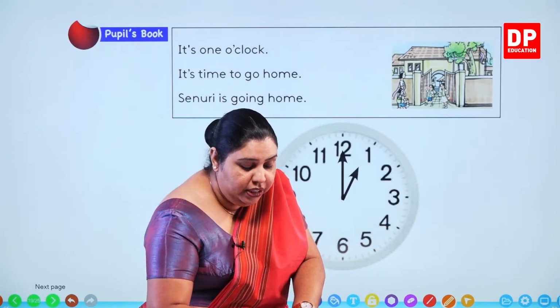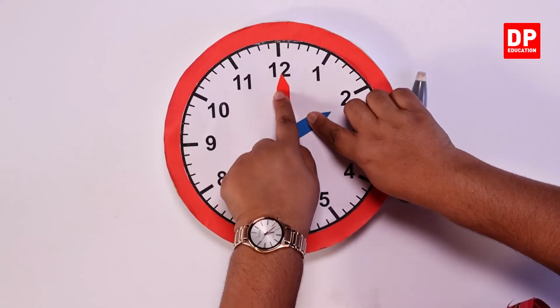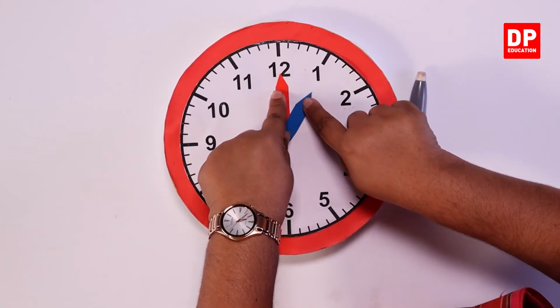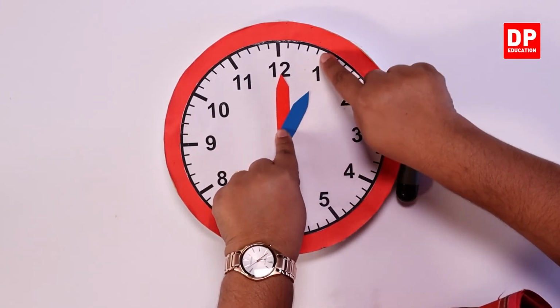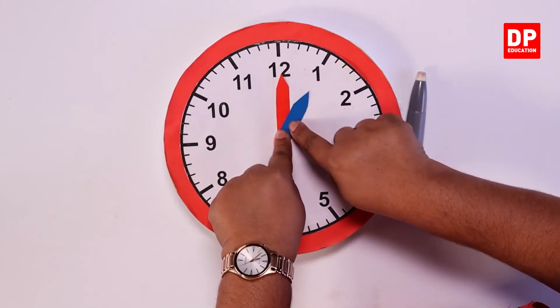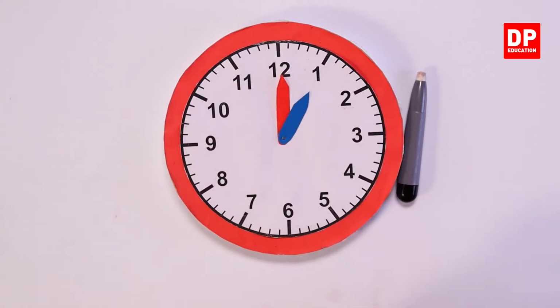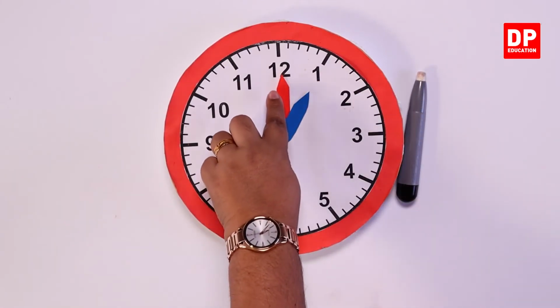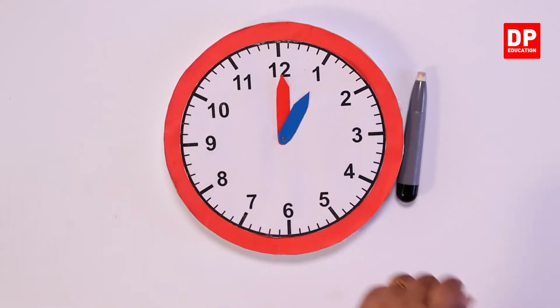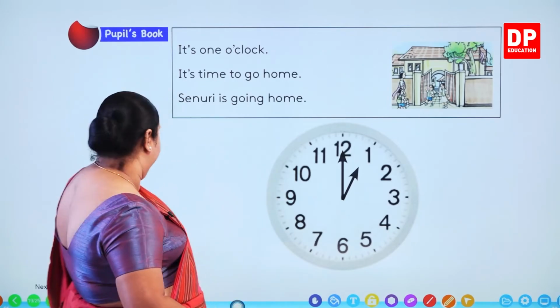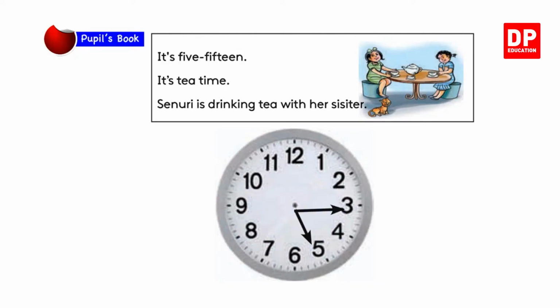I told you the long hand has to come to number 12 and the short hand has to come to the number where it shows the hour. So it is 1 o'clock now. Can you see when the long hand is in 12 and the short hand is in 1, it is 1 o'clock. Okay, now let's move on to our next slide.